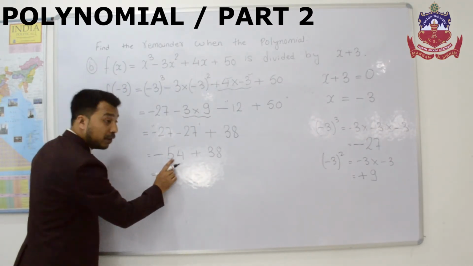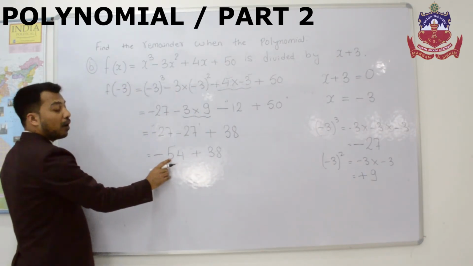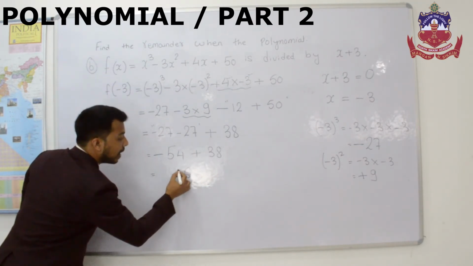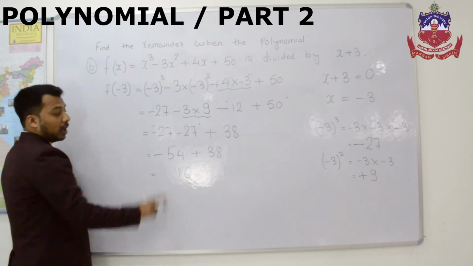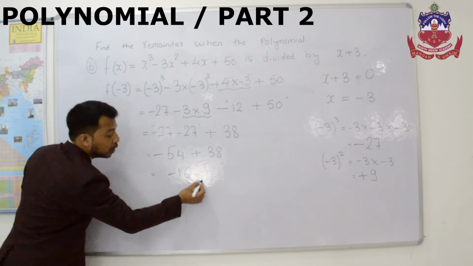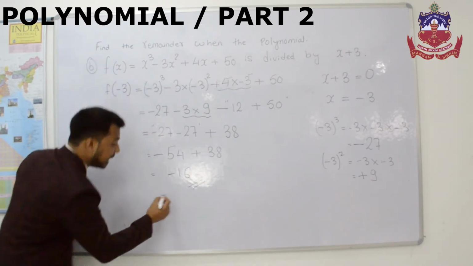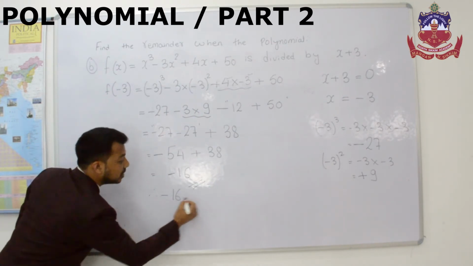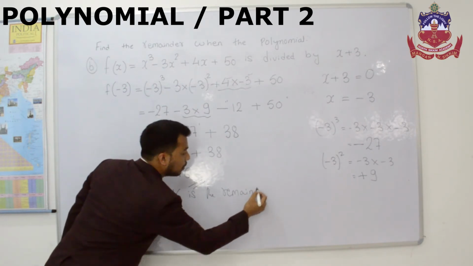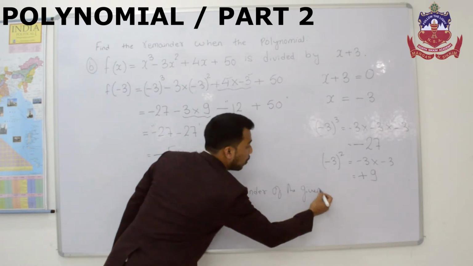That means from 54 we have to subtract 38. When we subtract 38 from 54, it gives us the answer 16. And then we write the sign of the bigger number, that is 54, which is minus. So the remainder of this question is minus 16. Therefore minus 16 is the remainder of the given polynomial.